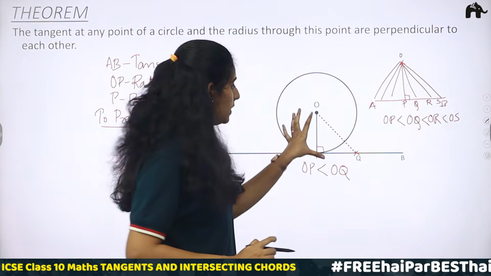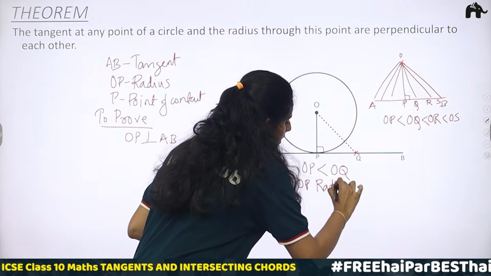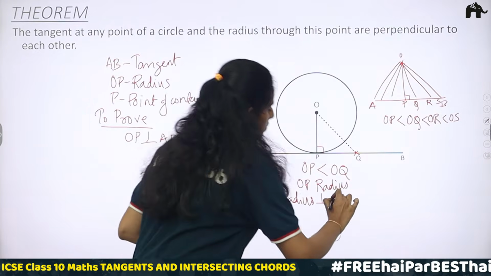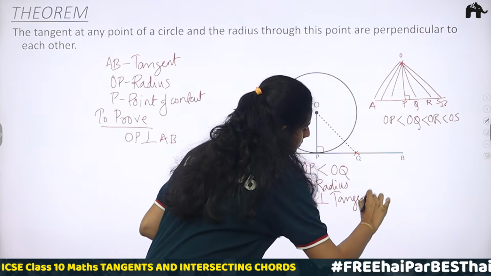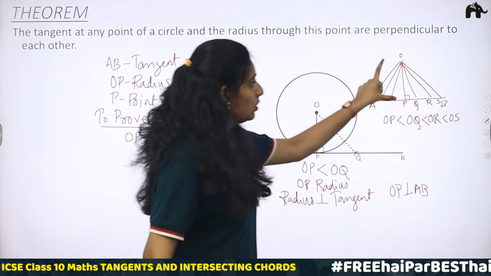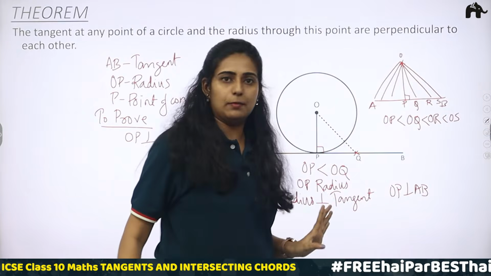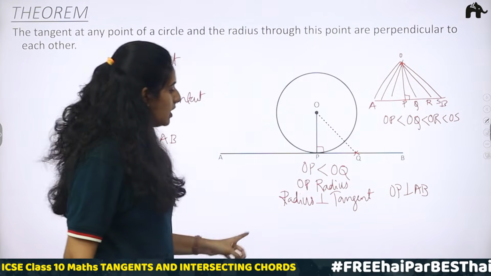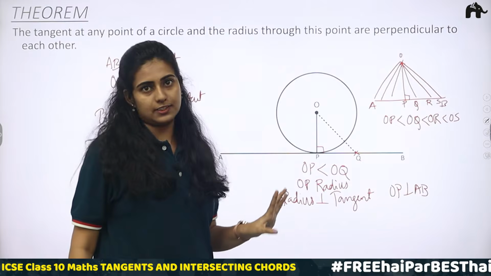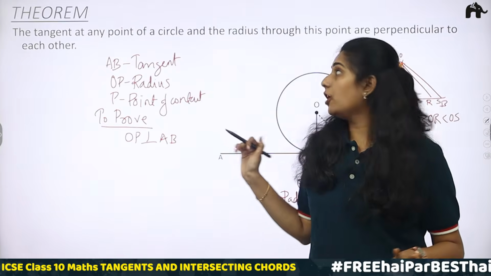What is OP? OP is the radius. Okay? OP is radius. Therefore, we have radius perpendicular to tangent. OP perpendicular to AB. Understood? The perpendicular line will be the shortest line that can be drawn from a point to baseline AB. Okay. Using this, we have shown that the radius is always perpendicular to tangent at the point of contact. Clear? Okay. The statement is clear. Let's move on to the next one.